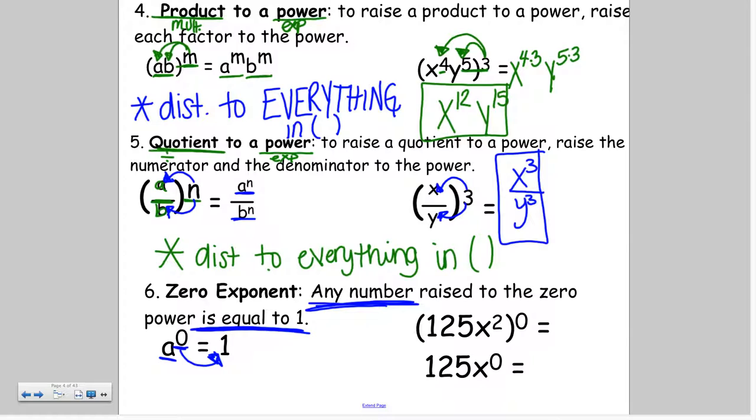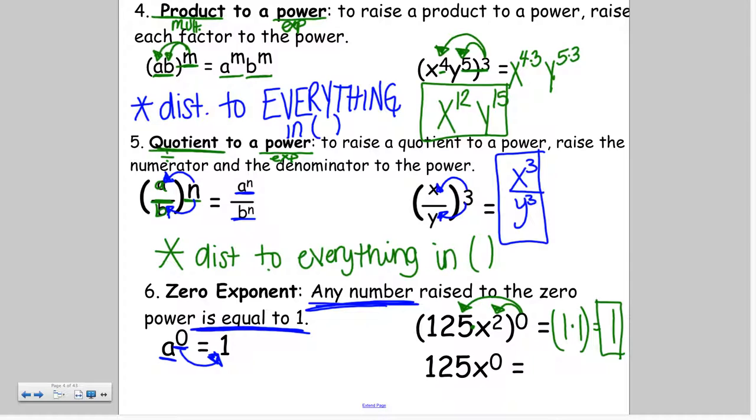Now, if we look back up to number 4, our product to a power, 125 and x are being multiplied. Okay? So I'm going to distribute this 0 to the 125 and to the 2. Even if I have a whole number in parentheses, I'm still going to distribute that 0, or that number that I have as an exponent on the outside. I'm still going to distribute it to the whole number and to the exponent of my variable. So 125 to the 0 power is 1. X squared to the 0 power is 1. So 1 times 1 is 1, and that is my answer.